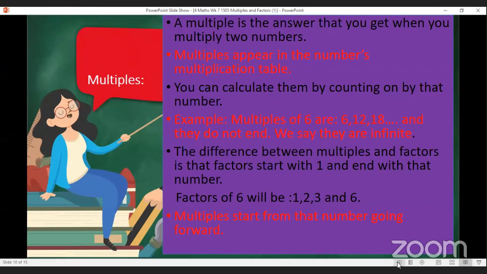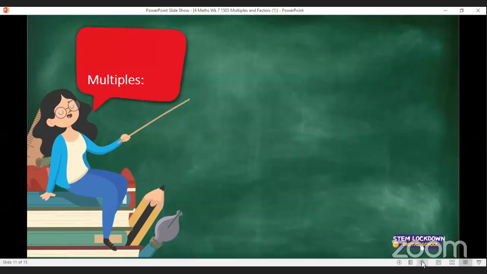So the difference between multiples and factors is that factors start with 1 and end with that number, but multiples start from that number. So you cannot have a multiple that is lower than the number. If I say, what are the multiples of 12? You cannot say it's 6, because multiples start from 12 going forward, and multiples will never end. You can count in 12s until you become a granny. You cannot finish the numbers. And then factors, they end.